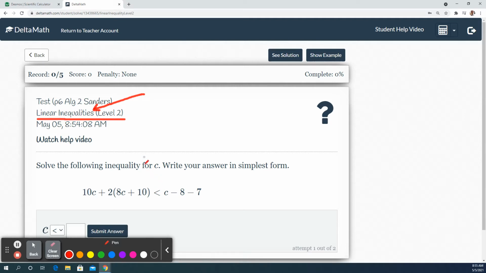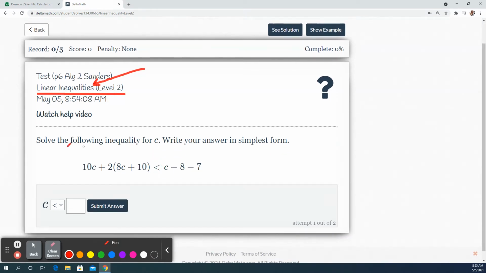The thing we have to be careful of is whenever we multiply or divide by a negative, the inequality sign flips. So that's the big thing to keep track of here. So let's go ahead and analyze. Solve this inequality for C. So we get C by itself. And they want us to write our answer in simplest form.